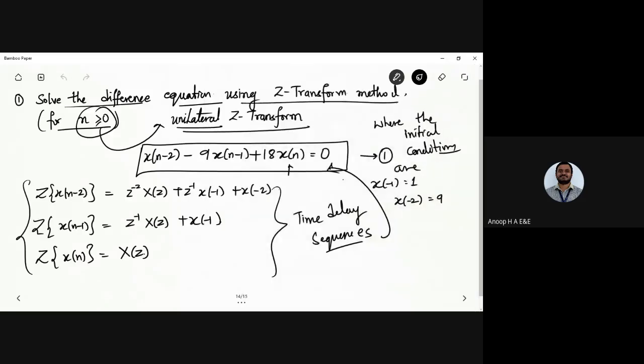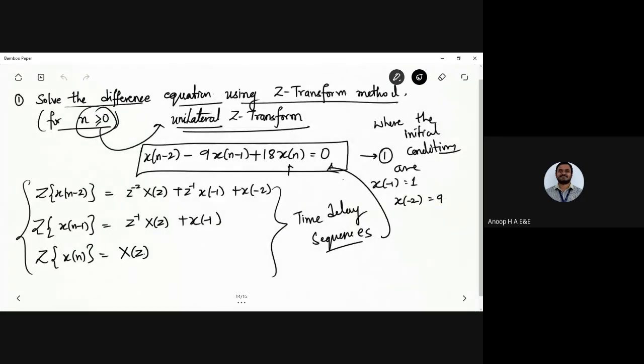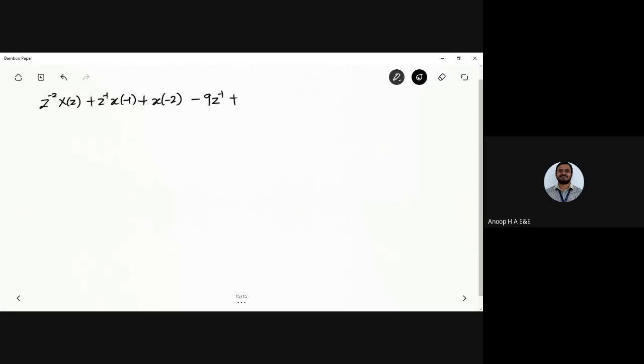Okay, so what I would do here is, if I take the z transform of x(n-1), since 9 is there, so minus 9 z inverse, sorry, this is minus here, minus 9 x(-1), plus 18 X(z), that would be equal to 0. Okay, so now I have this equation. Let me group the terms here. Okay, I think yes, X(z) is there.